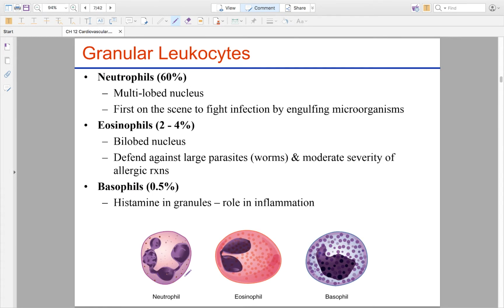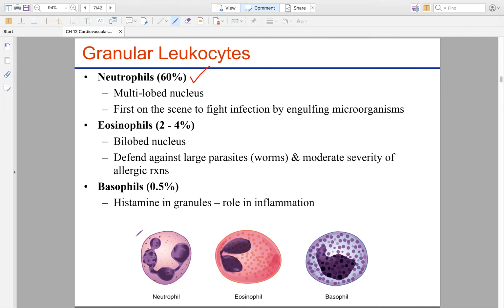Granular leukocytes, now neutrophils. So most of your leukocytes, 60%, are going to be neutrophils. And they are the first on the scene, ready to fight an infection, whether it's viral, bacterial, it doesn't matter. These guys are the ones that show up and they phagocytose a microorganism. And the way that you identify a neutrophil, whether it's a photo, or an actual physical slide, which we would normally see in lab.